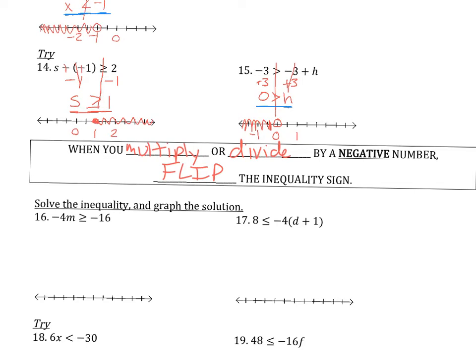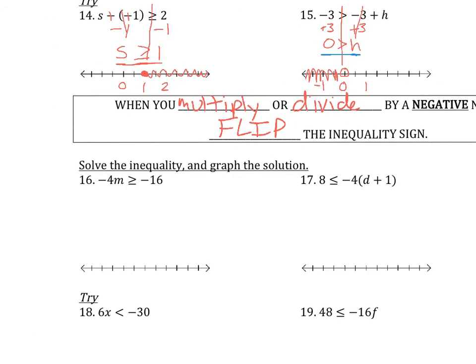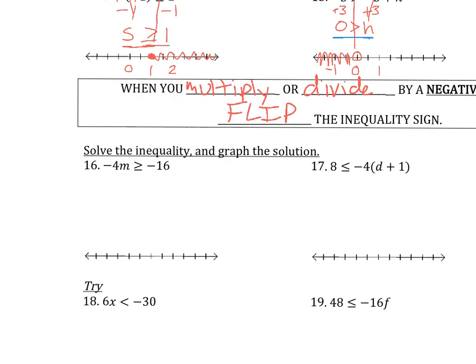Equations, you don't have to worry about flipping anything because the sign is the sign, right? It's an equal sign no matter what. With inequality signs, if we ever move from negative land to positive land by multiplying or dividing by a negative number, we have to make sure and flip our inequality sign. Okay, so let's look at number 16. So negative 4m is negative 4 times m. So my opposite operation would be divide by negative 4. Okay, so I have m, and since I divided by a negative, I got to flip my inequality sign.